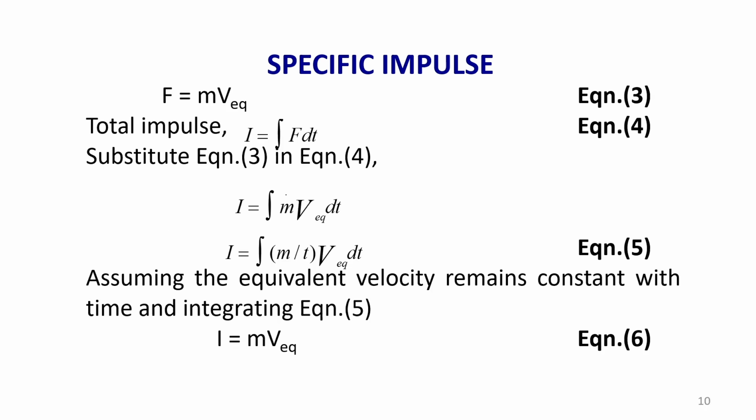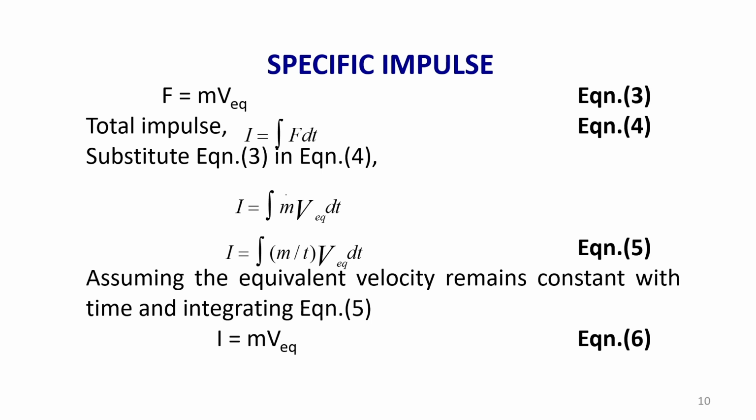Okay. Now, I am defining the impulse. Impulse is nothing but force into time, force acting for a time period. So, impulse is F into dt, impulse. Now, I substitute equation 3. From equation 3 I have F equal to m dot into equivalent velocity. So, instead of F I will substitute m dot into equivalent velocity into dt. So, that is 3 is substituted in equation number 4, I am getting this one.